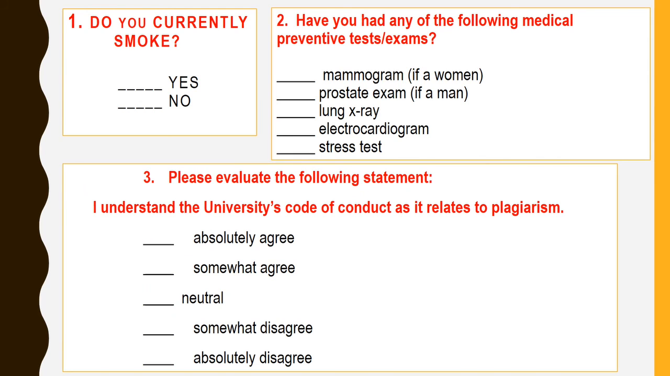Here you can see some examples, like, do you smoke currently, yes or no. This is one type of question, a close-ended question. Have you had any of the following medical preventive tests, like exams, x-rays, stress test. Whatever options we have given, it is a multiple choice question, MCQ type of question. The third one, you can see there is a scaling method we have applied, like a 5-point rating scale, which is scaling responses. These are the different types of responses we have seen in this category.